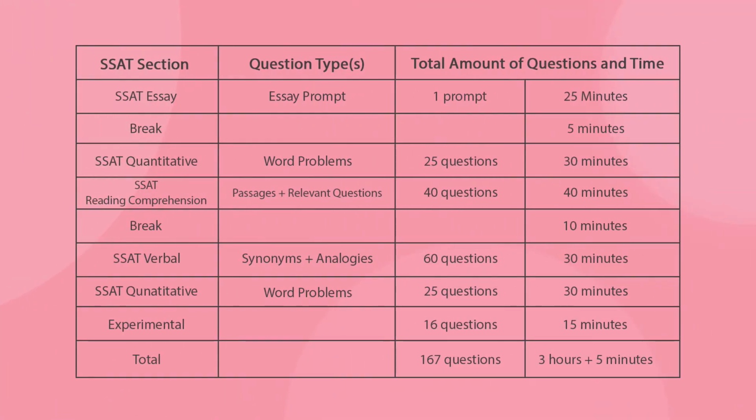The last part of the SSAT is experimental and is not scored. It consists of 16 questions that are being tested for future SSAT tests, and you have 15 minutes to complete them. Here's a chart summarizing the structure of the upper level SSAT.